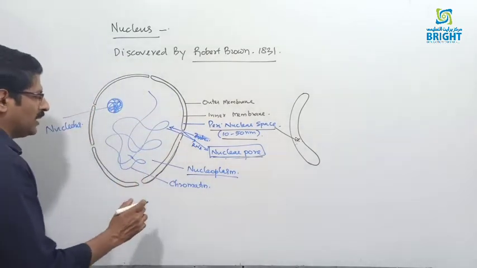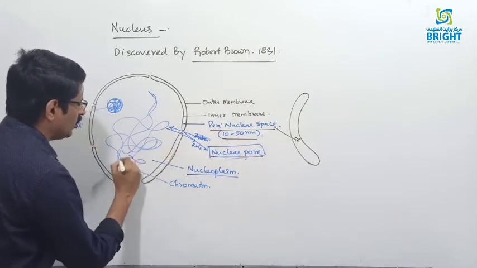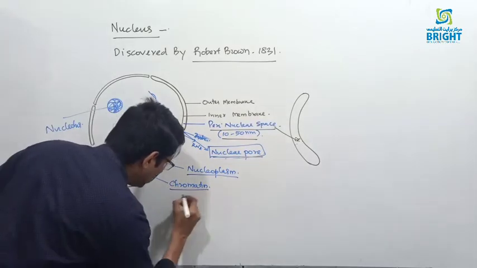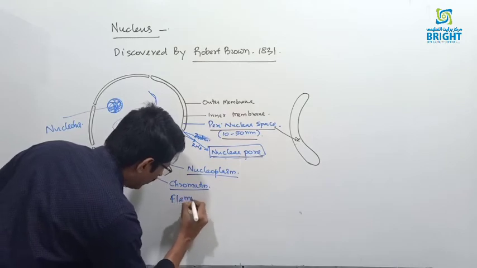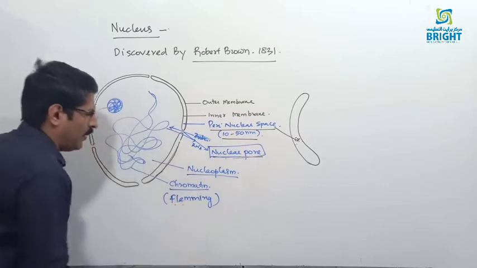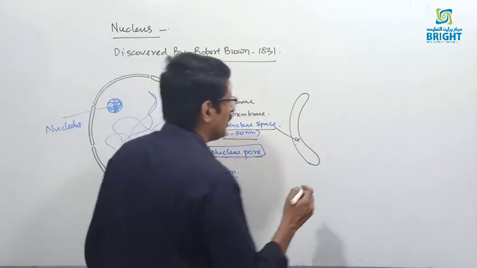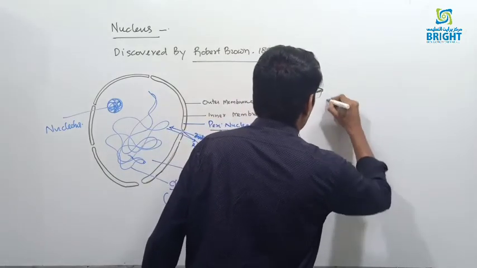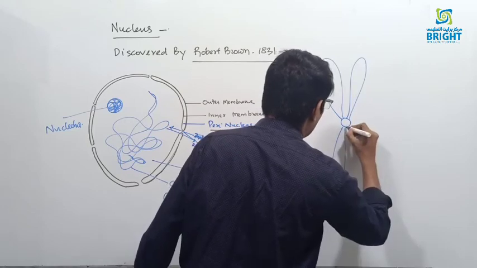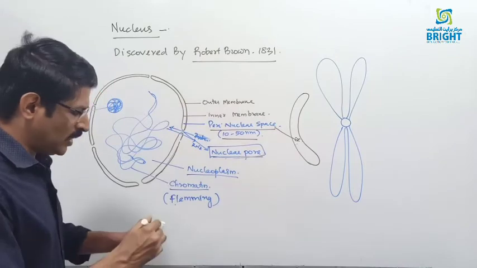The nucleoplasm contains two parts: chromatin and nucleolus. Chromatin is the highly coiled, tangled structure of the genetic material, and the term chromatin was introduced by Fleming. Chromatin undergoes condensation during cell division and forms a specific chromosome, the mitotic chromosome. A mitotic chromosome is composed of two chromatids, sister chromatids, held together by a centromere.